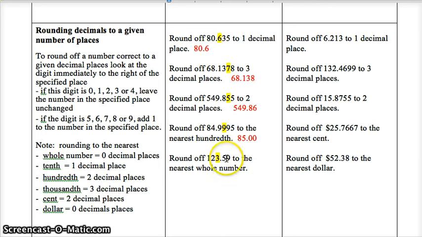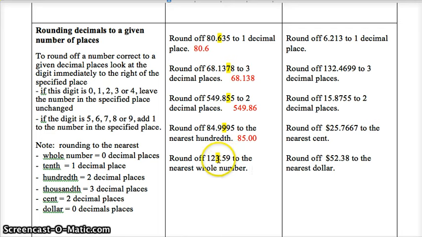So what we're trying to say is, is 123.59 closer to 123 or 124? To decide that, we've got to decide, does this 3 stay the same or does it go up to a 4? So what we do, we look at the next number after the 3, and that's a 5, because 5 is what we call the halfway mark.